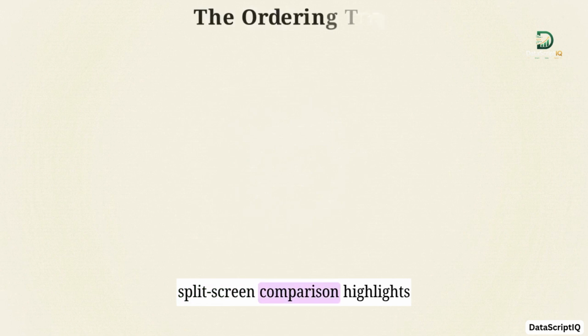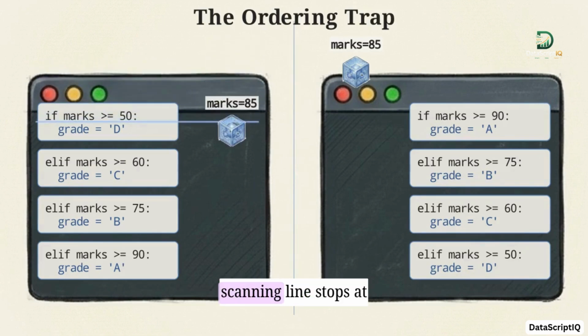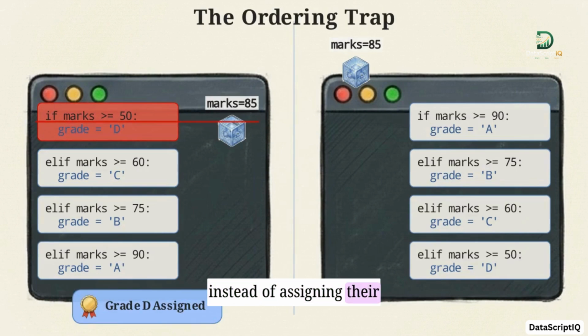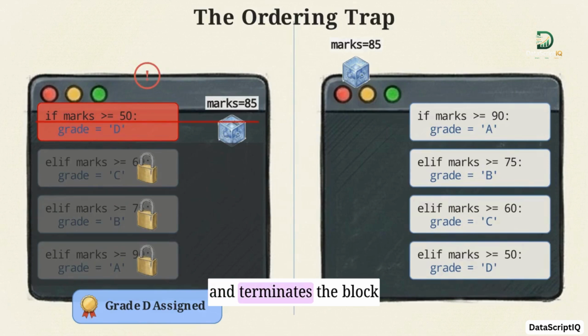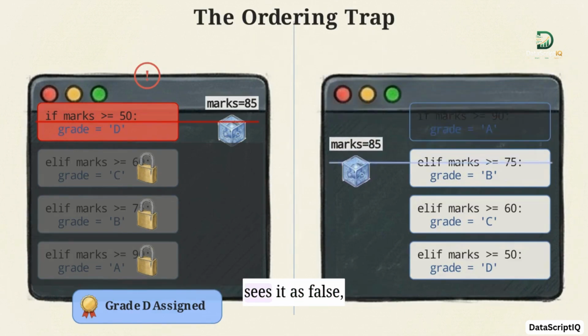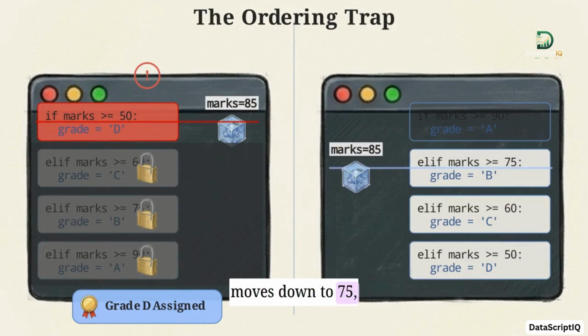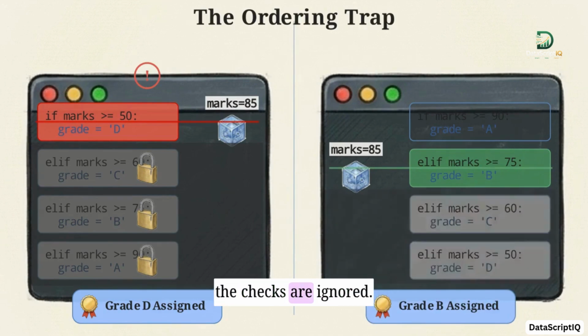This split-screen comparison highlights a fatal beginner mistake known as the ordering trap. If a student scores an 85, the scanning line stops at a score of 50, passing them immediately instead of assigning their earned grade B. Python reads strictly from top to bottom and terminates the block at the very first true condition it finds. Look at the right side. By ordering from the highest threshold down, the system checks for a 90, sees it as false, moves down to 75, finds it true, and outputs grade B. The rest of the checks are ignored.